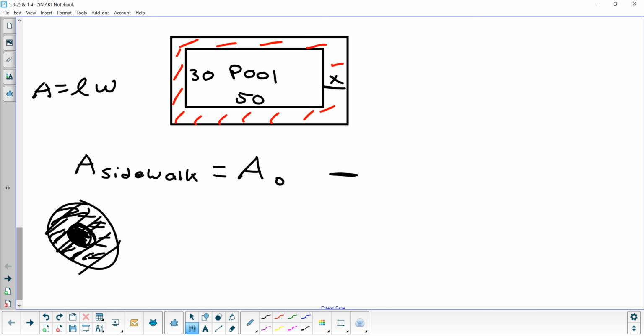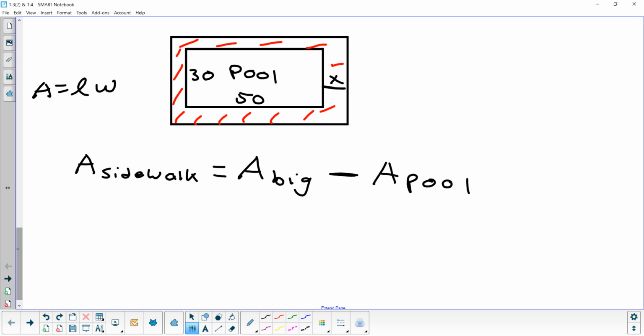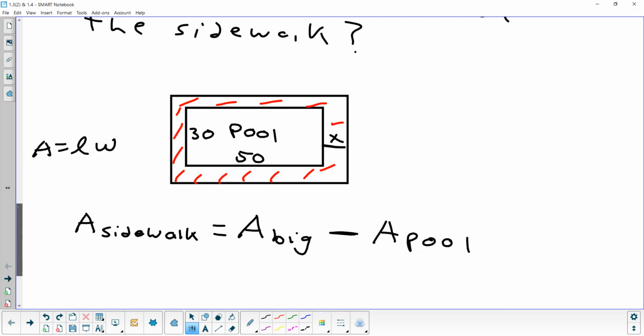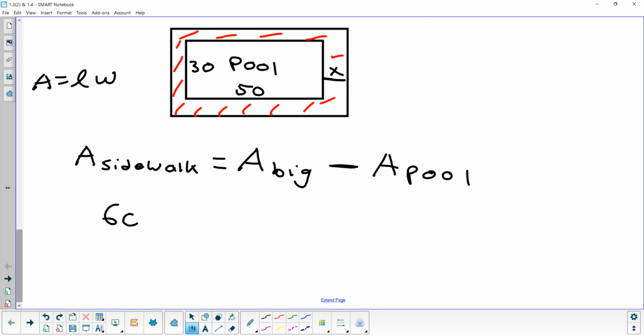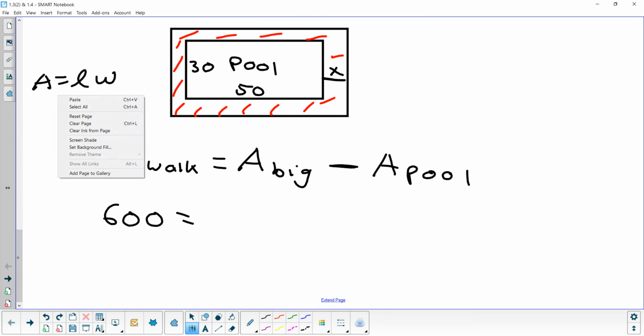Take the area of the big rectangle, and we're going to minus the area of the small rectangle, but we're going to call that the pool. Let's fill in what we can. Matt, what's the area of the sidewalk? 600. Yeah, they tell us now, right? The area of the sidewalk is 600. Right? And earlier someone else said the area formula for a rectangle is length times width. So I'm going to come back to that when we find the area of the pool.